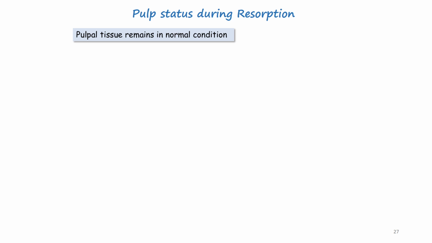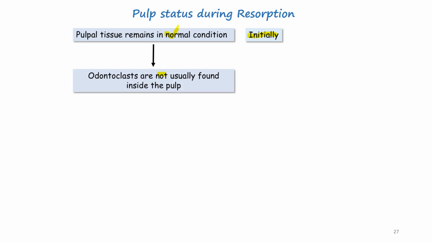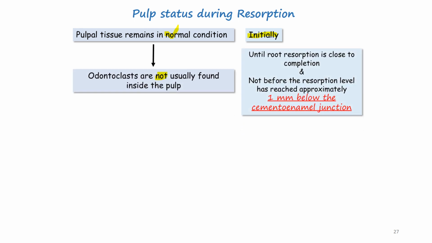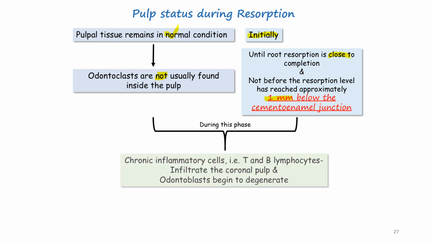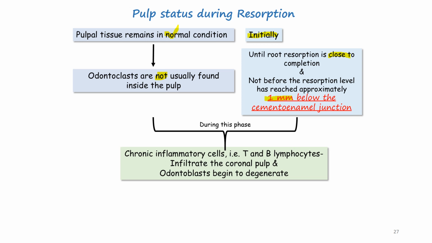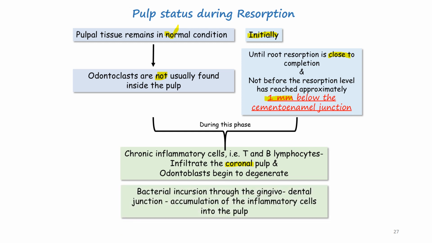Coming to the pulp status during resorption. During the resorption of primary roots, the pulp remains in normal condition, at least initially. It does not seem to participate in the process of resorption. The odontoclasts are usually not found inside the pulp until the root resorption is close to completion and not before the resorption level has reached approximately 1 mm below the cemento-enamel junction. During this phase, chronic inflammatory cells, that is the T and B lymphocytes, infiltrate the coronal pulp and the odontoblasts begin to degenerate. Along with this, there is bacterial incursion through the gingivo-dentinal junction and accumulation of inflammatory cells in the pulp tissue.